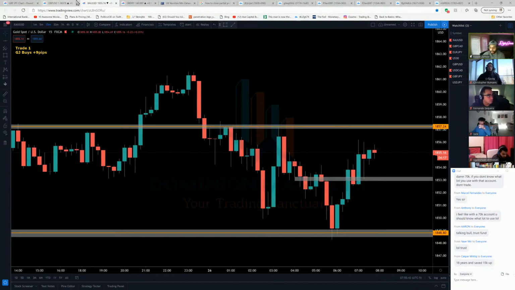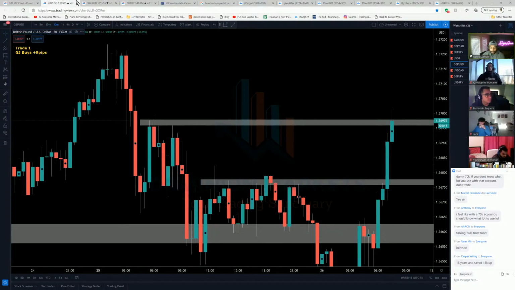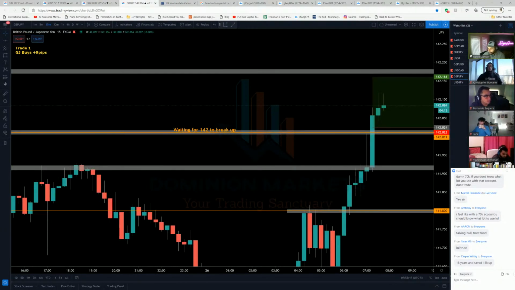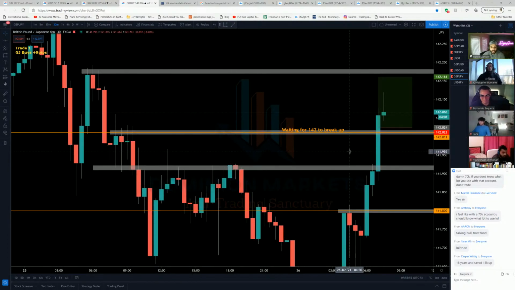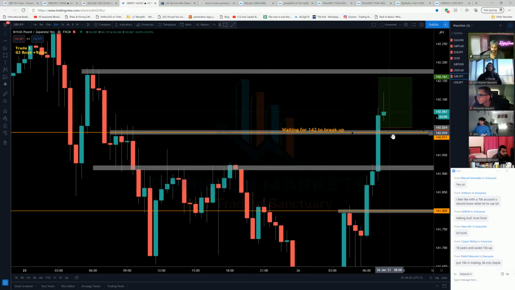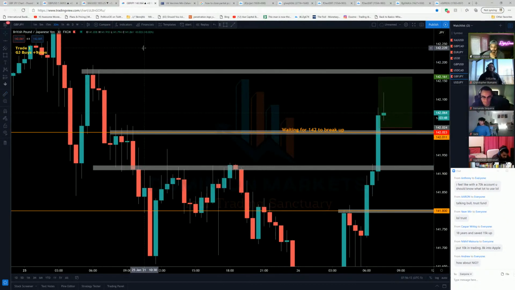Gold is still in this range over here. Can we take sells once the candle breaks the low of the current candle? Probably not. I think sells are going to be below 142 if you're really looking for sells. Below 142 or even below 141.920. Yeah, I think below 142 is going to be better. But there's no sells at this point because the candles are closing bullish.